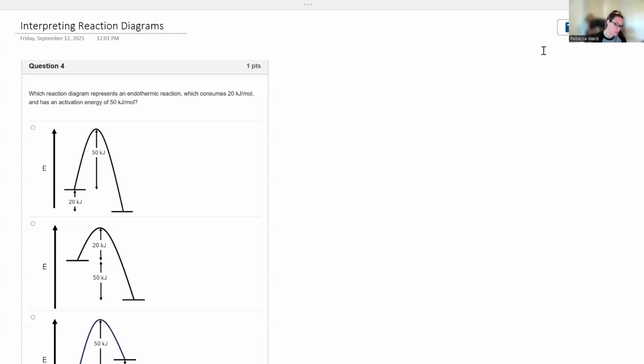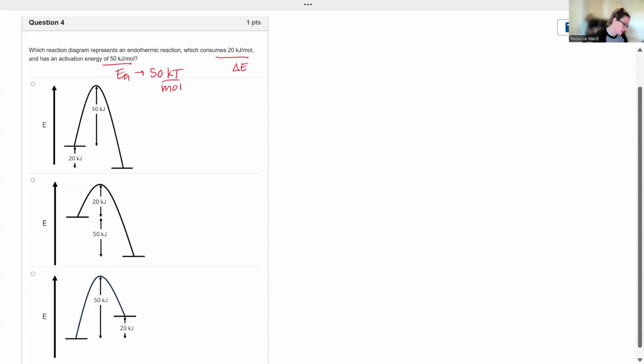Okay, so we have to be able to interpret delta E being positive 20 and EA being positive 50. All right, so you could go about this, you could draw it yourself first and then see which one is similar to the graph that you drew, or you could just assess each one. Let's go by assessing each one.